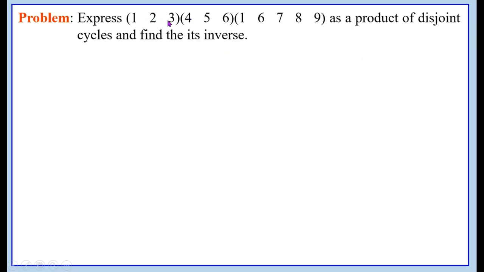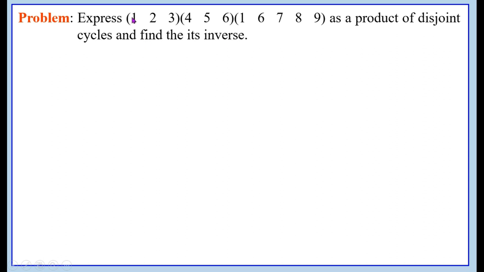Express the product (1 2 3 4 5)(6 1)(6 7 8 9) as a product of disjoint cycles and find the inverse. And again, remember that the given cycles are not disjoint. If we consider the second and the third cycle, 6 is common.